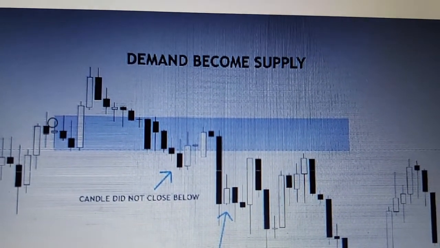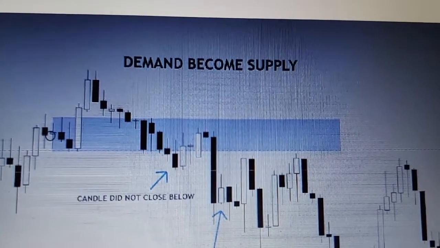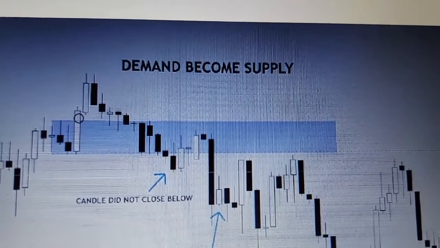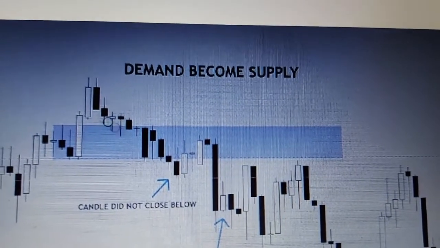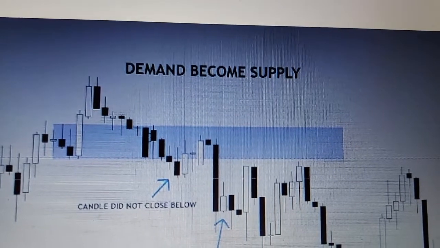Right here you can see that the price stayed for some time. We have 4 to 5 candles staying in this region, and then we had a fair value gap right here on this candle. So we marked this zone as a demand zone. So when the price was retracing back to this area, we were looking for buys.